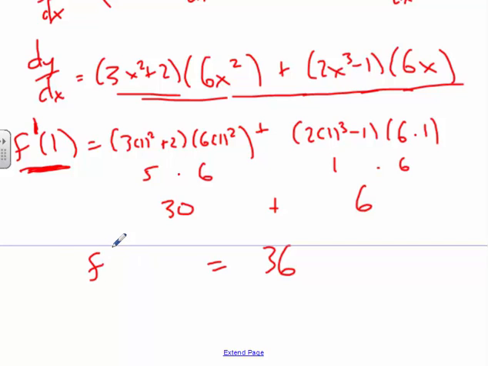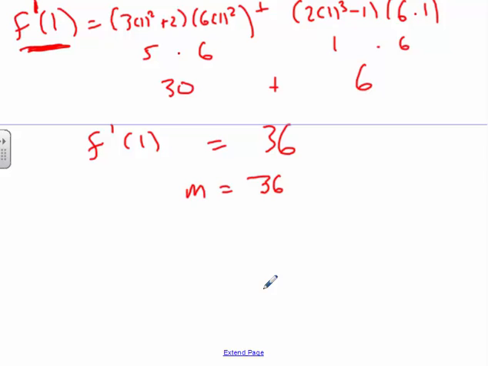And you could notate this as f prime of 1, basically saying I took the derivative of my function, then I plugged in 1 and I got 36. You could just say that the slope is 36 if you wanted to. Or honestly, in a question like this, if you just said the answer was 36, I'd be okay with that too.